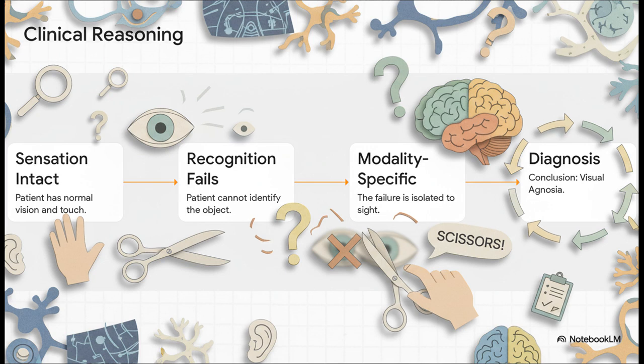So let's connect the dots here, just like a good clinician would. Step 1, sensation is intact. His eyes work, his sense of touch works. Step 2, recognition is the problem. He can't access the meaning. Step 3, the problem is specific to vision. This isn't a language problem because he named them when he felt them. That logical chain leads you straight to the diagnosis, visual agnosia.